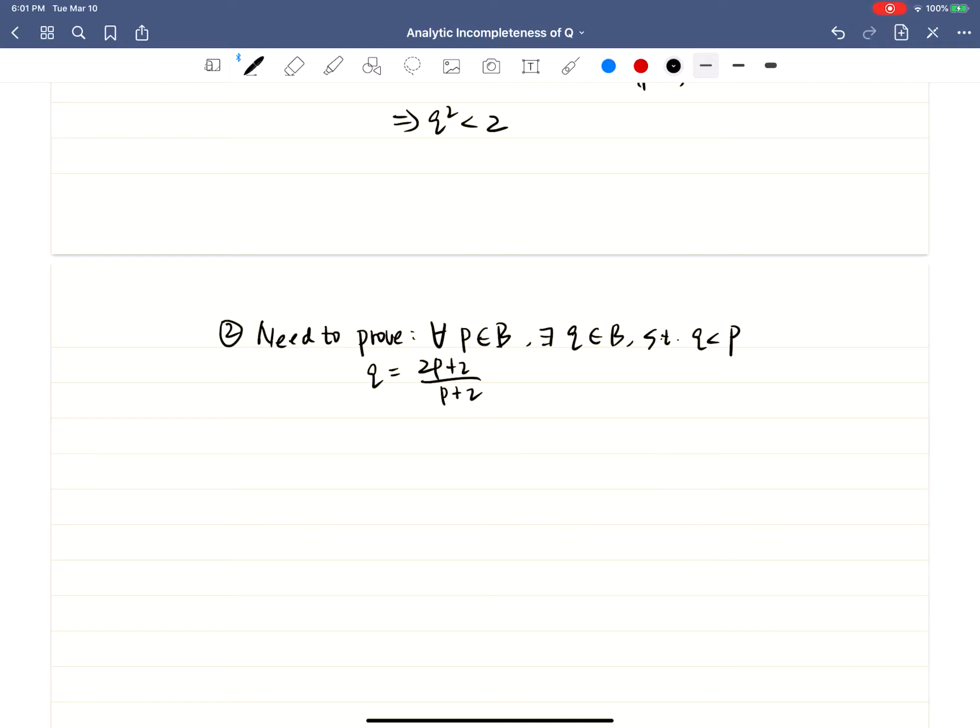Okay, so I'll leave this as an exercise. The exercise is: verify q equals (2p plus 2) over (p plus 2) works. To verify that q works, basically you need to verify two parts: first, that q is less than p, and second, that q squared is larger than 2.